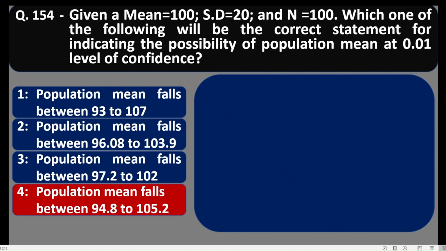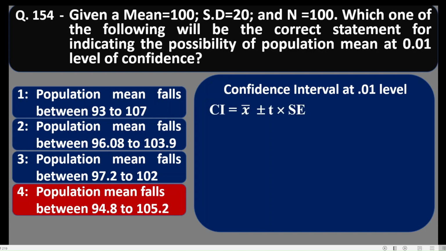How? For that, we have to see this calculation. We have to find the confidence interval at 0.01 level, and for that, this formula is used. CI means confidence interval equals x bar plus minus t into standard error. And standard error of mean is found by using this formula: SD upon under root n. SD is standard deviation, that is 20, and n is 100. So the answer will be 2. The standard error is 2.